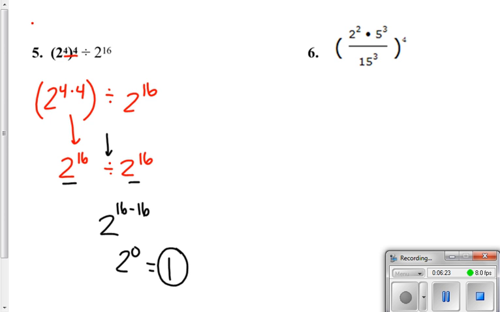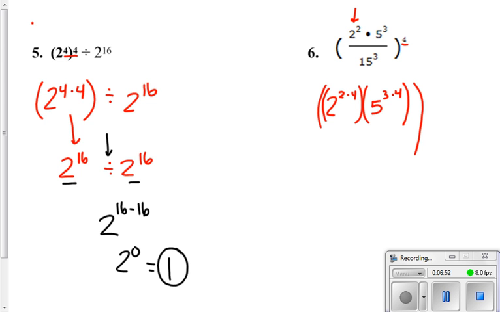Last one here, again, a fraction, and we're raising it to the 4th power. So we need to take everything to the 4th power here. So first things first, we will take the 2 here. We have 2 to the 2nd power. That is being raised to the 4th power. So multiply by 4, taking care of the 2 on top. Also on top we have 5 to the 3rd power. That is being raised to the 4th power. Now this would all be over 15 to the 3rd power, which is being raised to the 4th power.